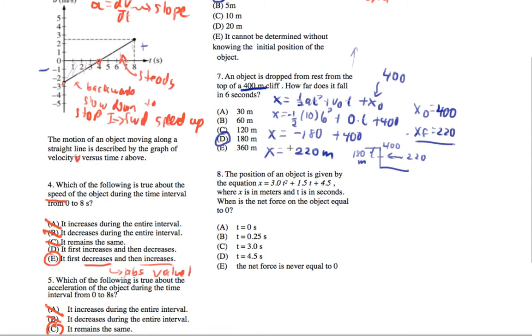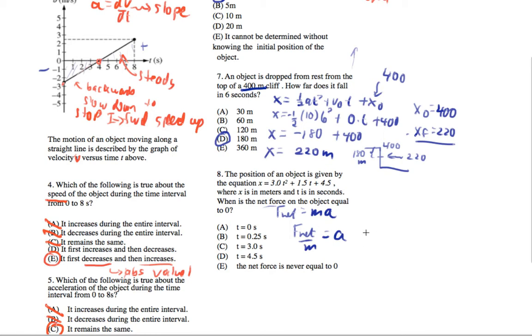All right. So, the position of an object is given by the equation x is 3t squared plus 1.5t plus 4.5. X is in meters, t is in seconds, and we want to know when the net force on the object is equal to 0. So just remember, F net equals m times a. That's our entry into this. So really, it looks like they're asking me for something I can't solve for, but actually the little life hack here is, if we get the acceleration, then we automatically know what the net force is, even though we don't have m, because this is a little bit of a trick.